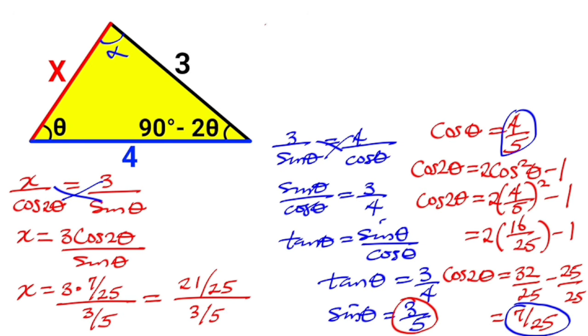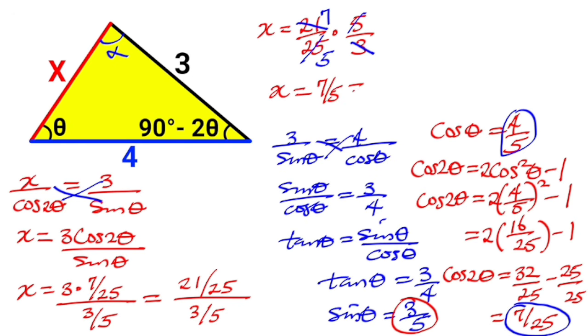To divide the fractions, we multiply by the reciprocal. Doing this will give us x is equal to 21/25 times 5/3. 25 divided by 5 is 5. And 21 divided by 3 is 7. And we are left with 7/5. Hence, x is equal to 7/5 or 1.4.